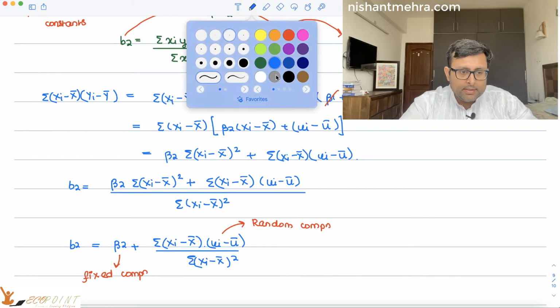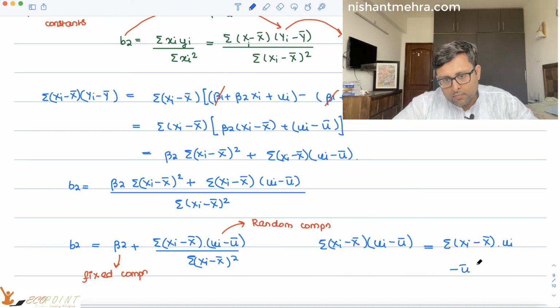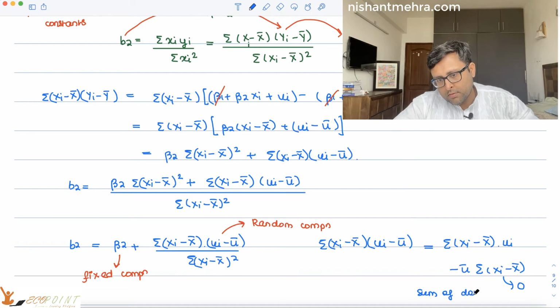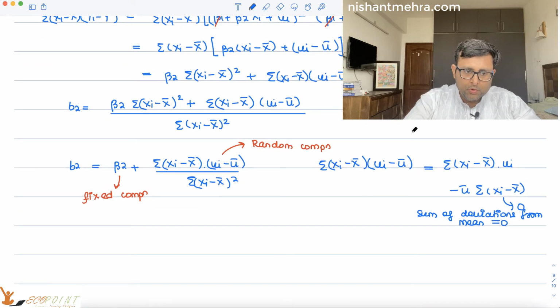Let me also write the numerator for this guy again, minus u bar, right? This is the sum of deviations from mean. That is equal to 0. These are sums of deviations from mean. They are equal to 0. Your numerator can simply be written as summation of xi minus x bar times ui.